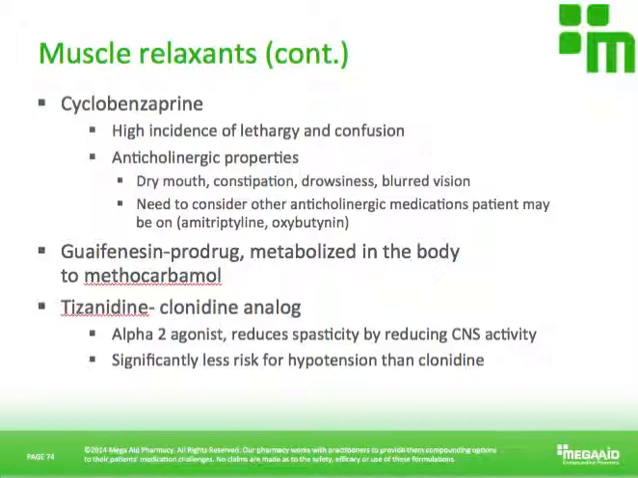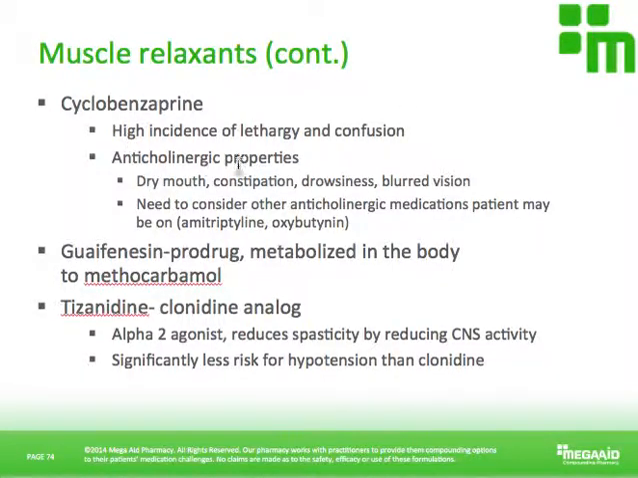So let's look at some of the other muscle relaxants. As you're probably really well familiar, cyclobenzaprine, and the brand name for cyclobenzaprine is Flexeril. So majority of physicians know cyclobenzaprine as Flexeril. This one is a really great muscle relaxant. The problem with this muscle relaxant when it's used orally is that it's also highly sedating. So it will make you very drowsy. It has high incidence of lethargy and confusion.